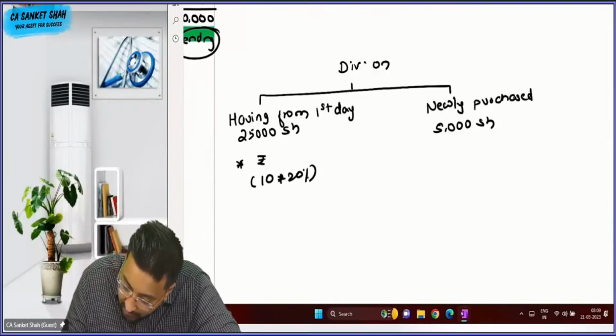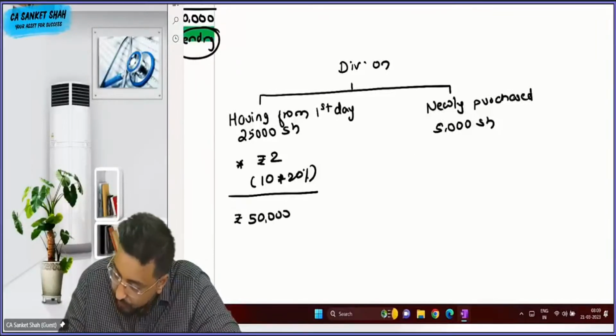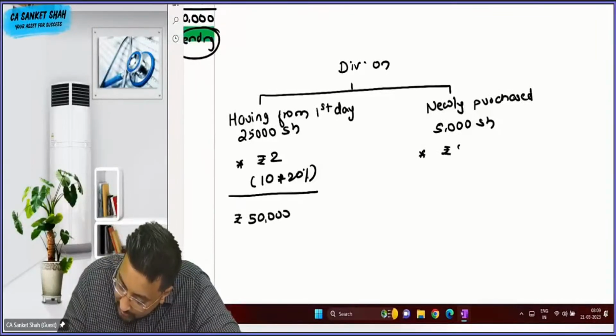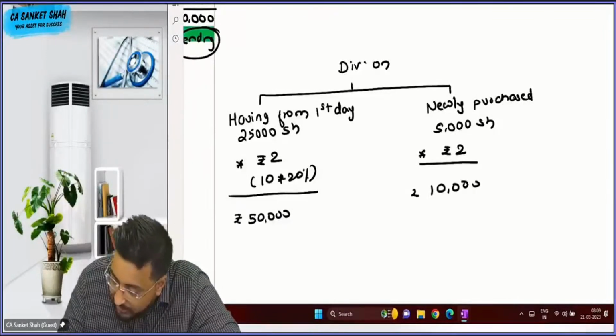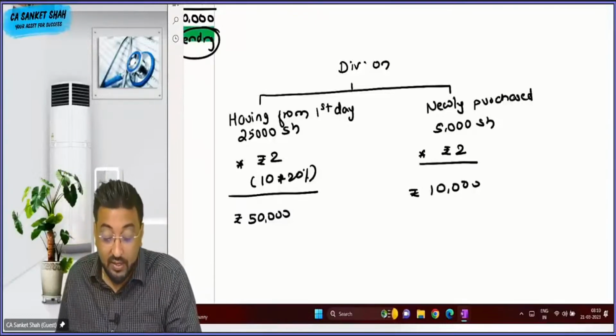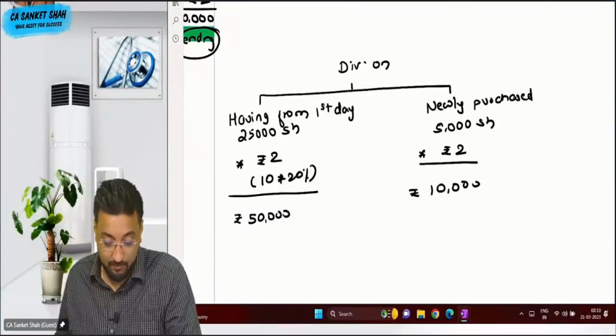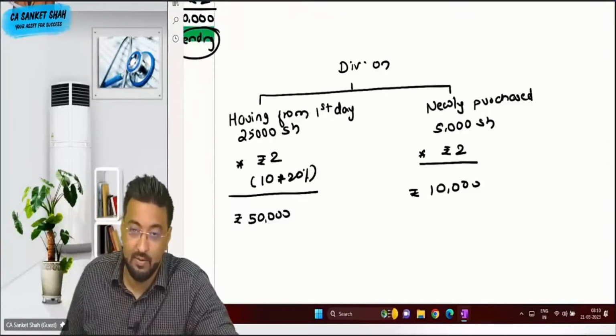So I'm getting the dividend of 2 rupees. Rupees 50,000. And on new purchases, rupees 2, 10,000. Yes, your answer is correct. I'm getting a dividend of 60,000. But having different treatment, sir. Having different treatment. Sir, why?